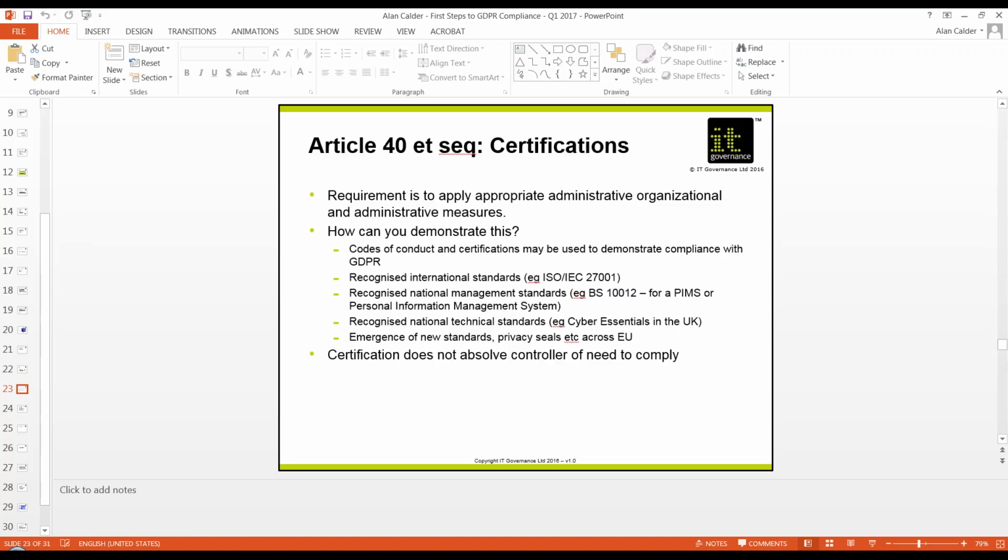ISO 27001 is a good example of exactly that, and an ISO 27001 certificate would be a way of demonstrating that as an organization you've identified the information assets you hold, personally identifiable information, you've looked at the data flows, you've assessed what the risks are to that data, and you've selected and put in place controls which are appropriate to the risk to the data to protect the confidentiality, integrity and availability of the information.